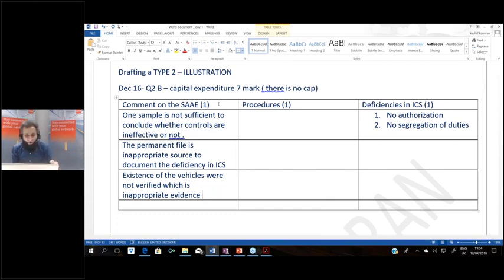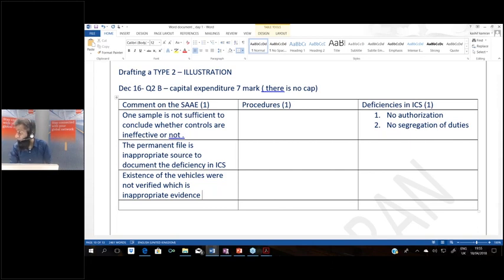How many deficiencies did I get? 2. No authorization and no segregation of duties. So how many marks am I left with now? 2. So where should I put the 2 marks? In which column? Procedures. Procedures on what? Procedures on capital expenditure.